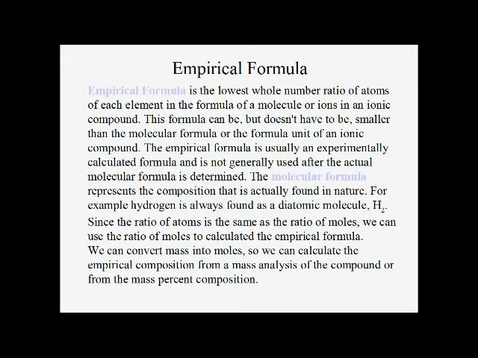The molecular formula represents the compound as we find it in nature. So it gives the actual ratio of the atoms that we find in nature. The empirical formula gives us the lowest whole number ratio of atoms of each element in the compound. Empirical and molecular can be the same formula, but molecular will also always be a whole number multiplier of the empirical formula.